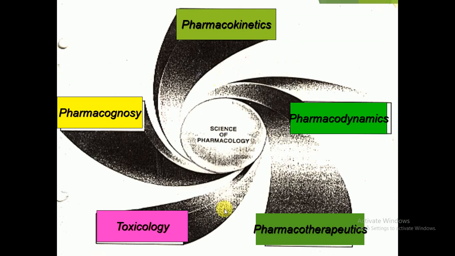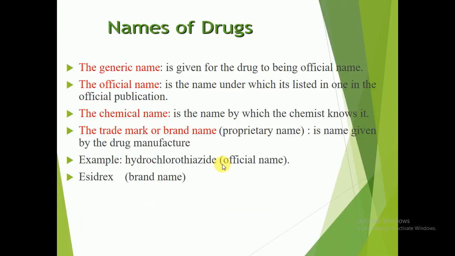Now let's see here, this is the science of pharmacology. You can see here pharmacokinetics, pharmacodynamics, pharmacotherapeutics, toxicology, and look here, pharmacognosy. So this is a hierarchical system. Okay, now let's move toward the names of the drugs.